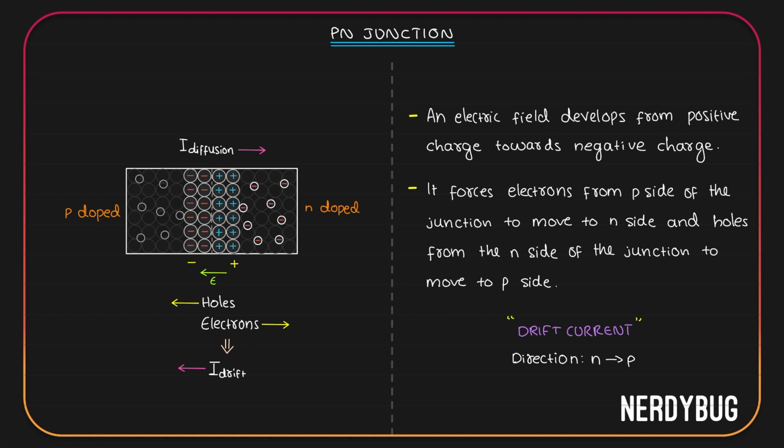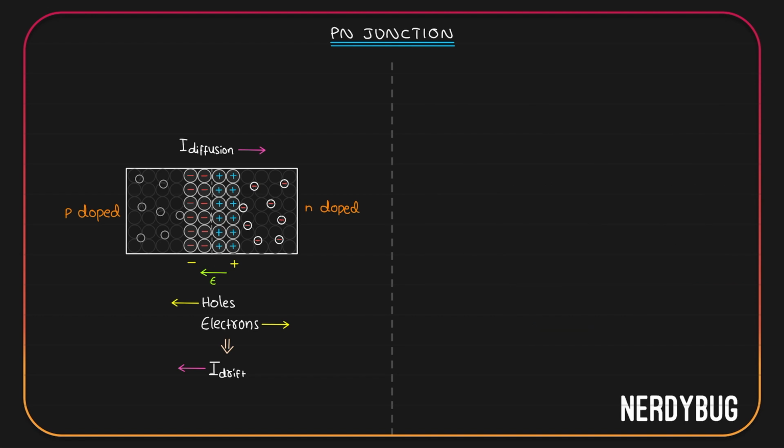And since drift current is opposing the diffusion current, at some point they will become equal and the net current will become zero. When this happens, we say the PN junction is in equilibrium. At equilibrium, the diffusion current will be equal to the drift current and net current through the junction becomes zero. Once the equilibrium condition is attained, no more holes or electrons will go to the other side. That means the width of the depletion region becomes a constant, it is not increasing anymore. Let us call it W.